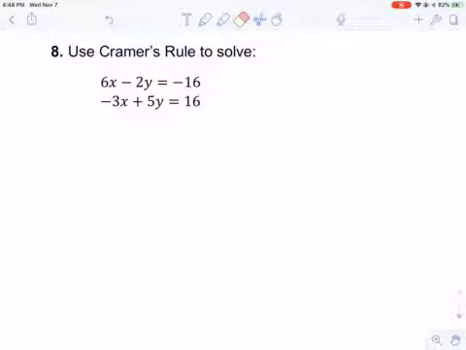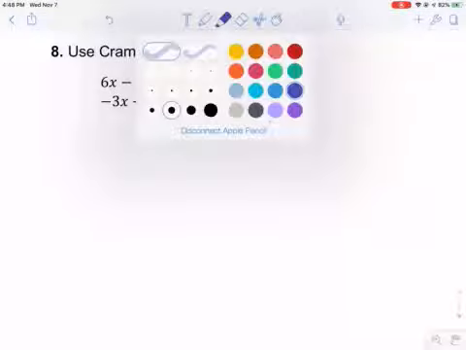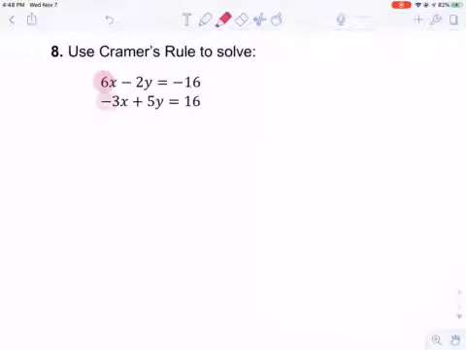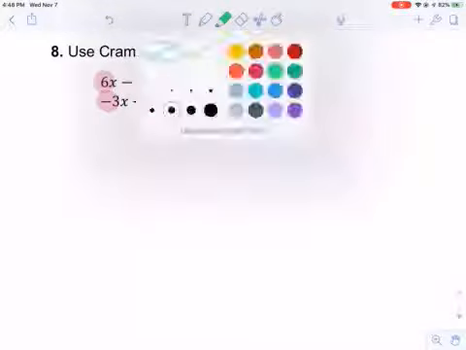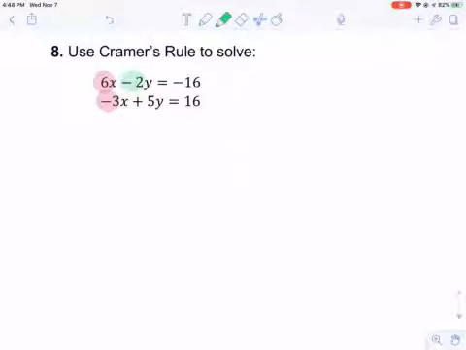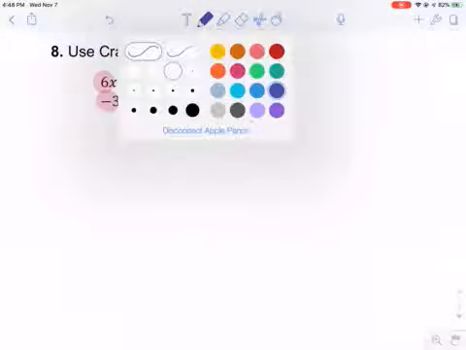All right, so let's take a quick look at how to use Cramer's rule to solve a linear system. Our first step is we need to make a coefficient matrix. So we will take note of our coefficients on our x terms, as well as the coefficients we have on our y terms. We'll pull those out and put them into a matrix so that we can take the determinant.